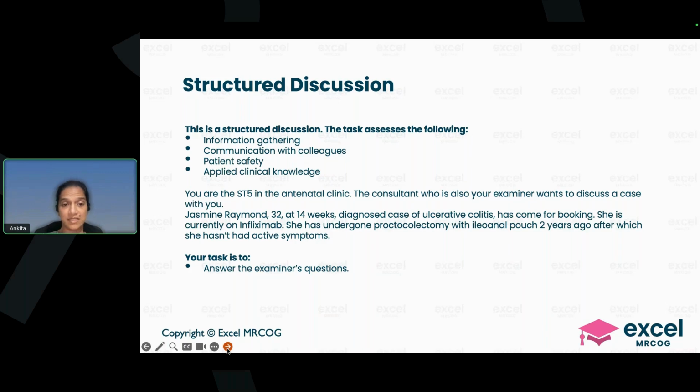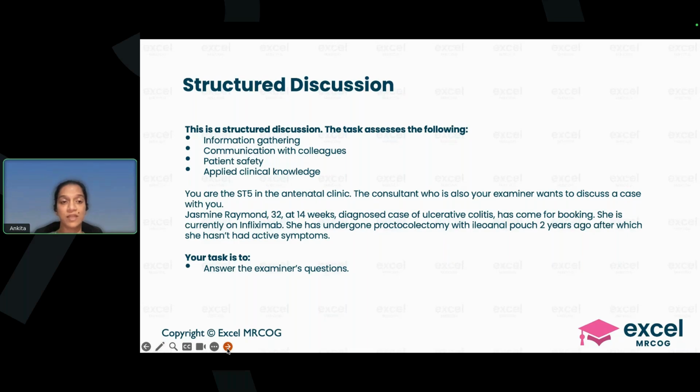So basically, this is the situation that is given to you, and the task is to answer the examiner's questions. Here, they have not mentioned what the examiner is going to ask. Sometimes they would tell you in the task that the task is to discuss the management with the examiner. Okay. So here they have not mentioned anything of that sort. They have just said answer the examiner's questions. But you know that you're going to be asked about the management from the domains.